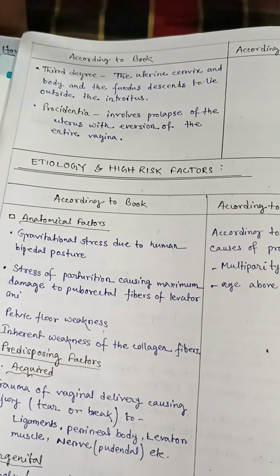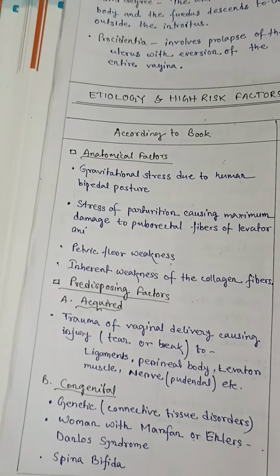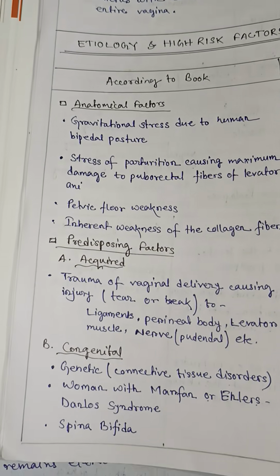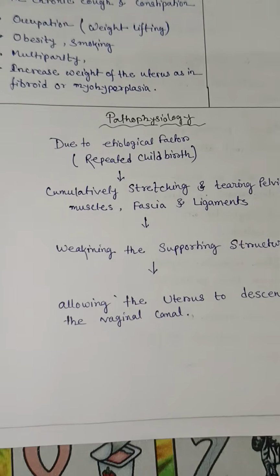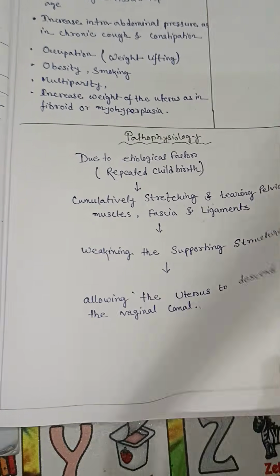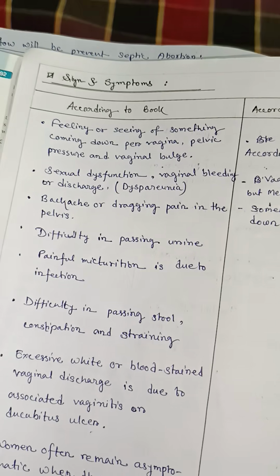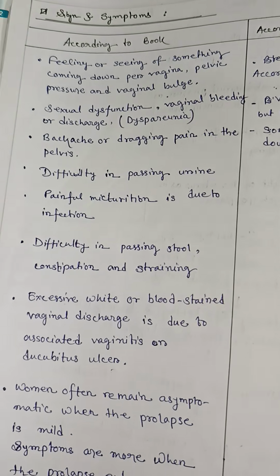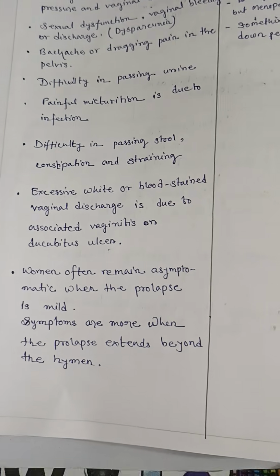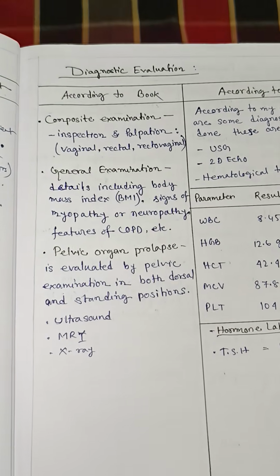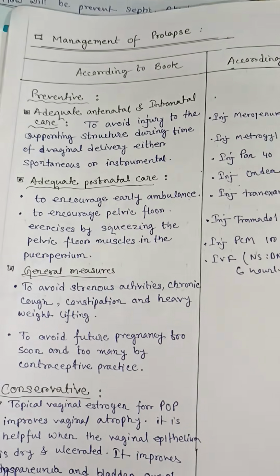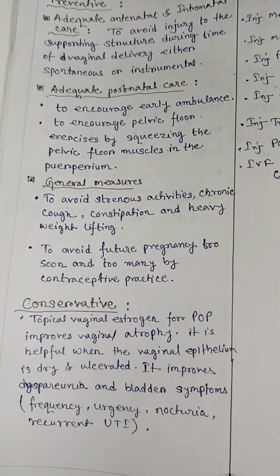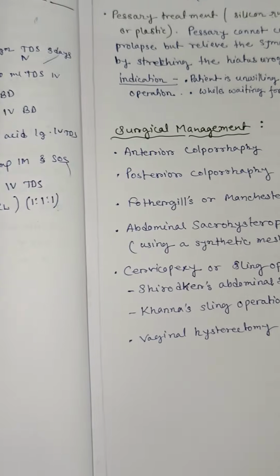And etiology or high risk factors. There are some etiology: anatomical factors, predisposing factors, and aggravating factors, and the pathophysiology of uterine prolapse. Signs and symptoms of uterine prolapse according to the book, and diagnostic evaluation of uterine prolapse, management of uterine prolapse, preventive method, conservative method, and surgical methods.